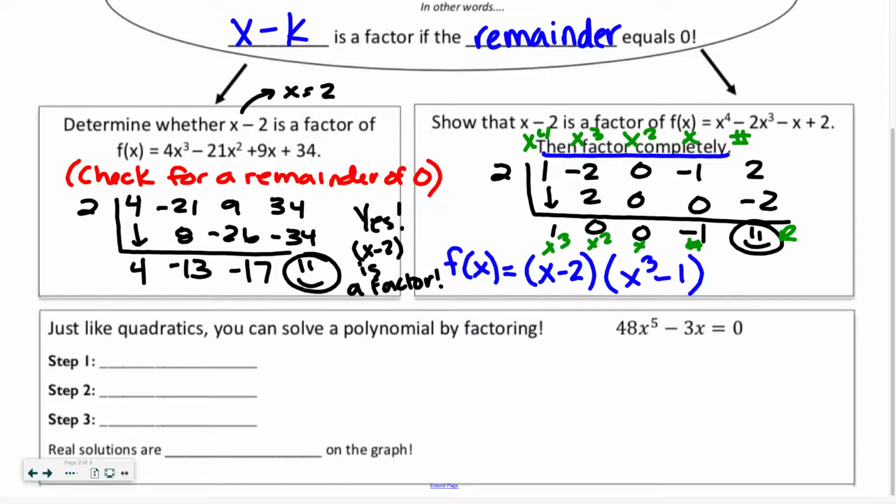Is that factored completely? No, x minus 2 is good to go, but x cubed minus 1 is a difference of perfect cubes. That's the one you learned yesterday. Difference of perfect cubes, I'll write it up here on the side board: a cubed minus b cubed is equal to the quantity a minus b times a squared plus ab plus b squared.